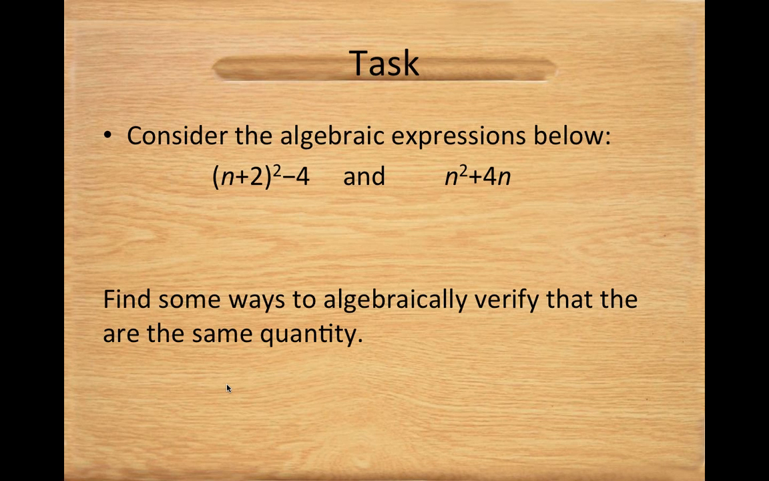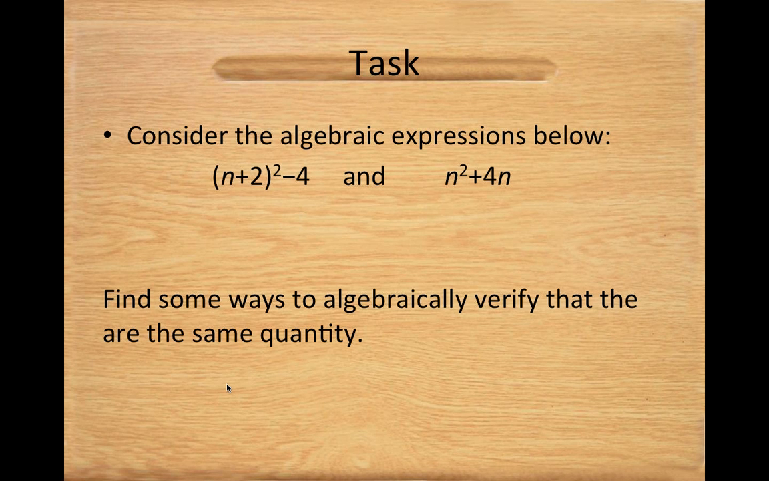So basically, it's taking my n plus 2 quantity squared and rewriting that as n squared plus 4n plus 4 minus 4. The 4's will subtract out, and I get my n squared plus 4n. The 2 expressions are equal.